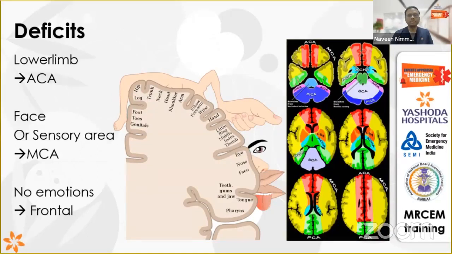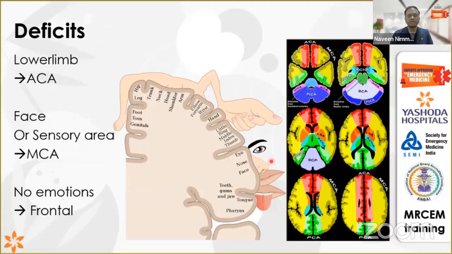If they tell you that there is face involvement or sensory area involvement, that means they're trying to tell you it's the MCA territory. This yellow zone is all MCA territory. If they tell you the person is not able to enjoy the things he used to enjoy before, that means there is lack of emotions now. Emotions are dealt with by the frontal lobe, and the frontal lobe is supplied by the ACA, anterior cerebral. So that way you can answer.